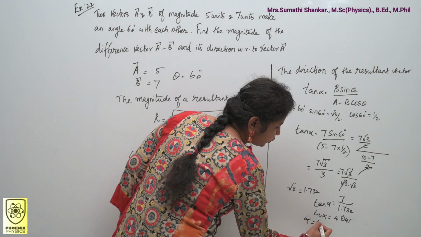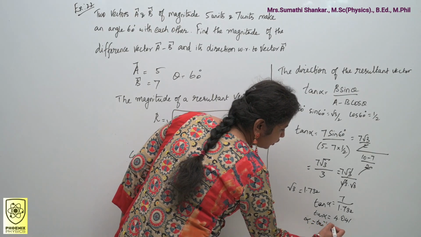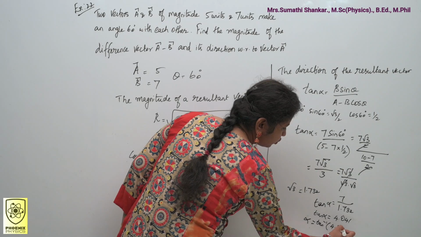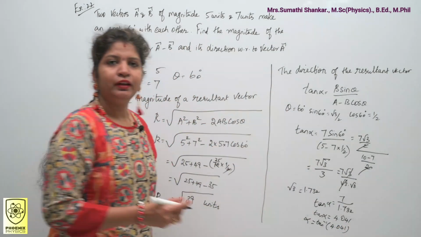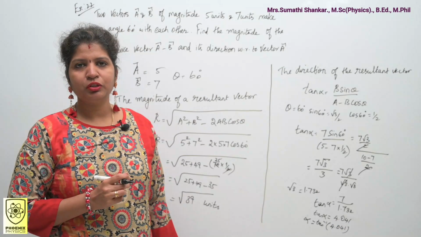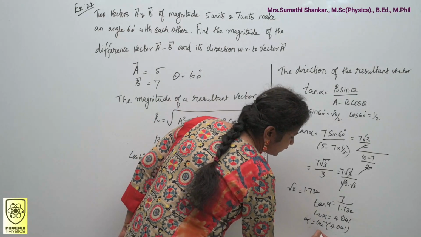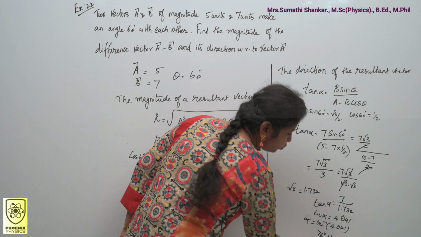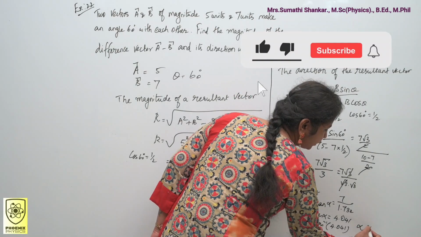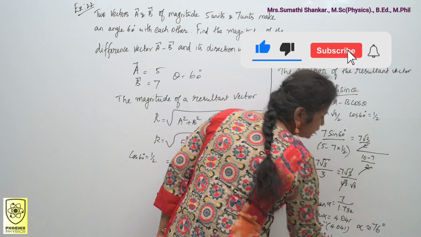I want to find out alpha. So alpha is equal to tan inverse of 4.041. In your book, natural tangent tabular column is given. Just check out this value, you can get the value as 76 degree and 1 minute. Alpha is approximately equal to 76 degree.